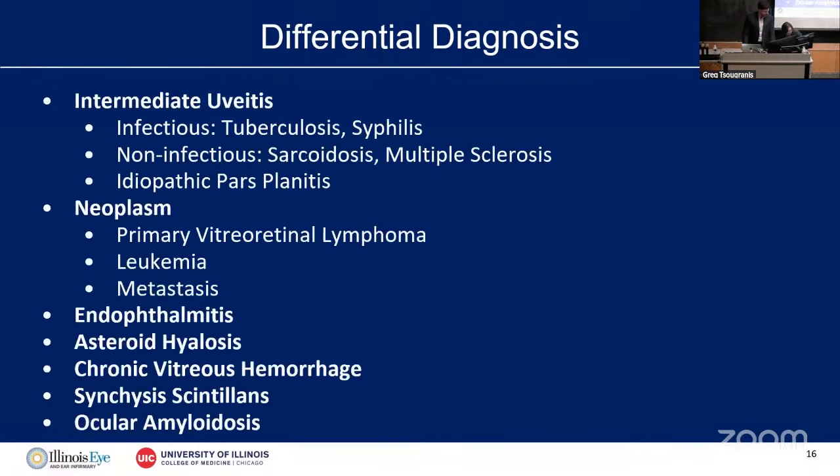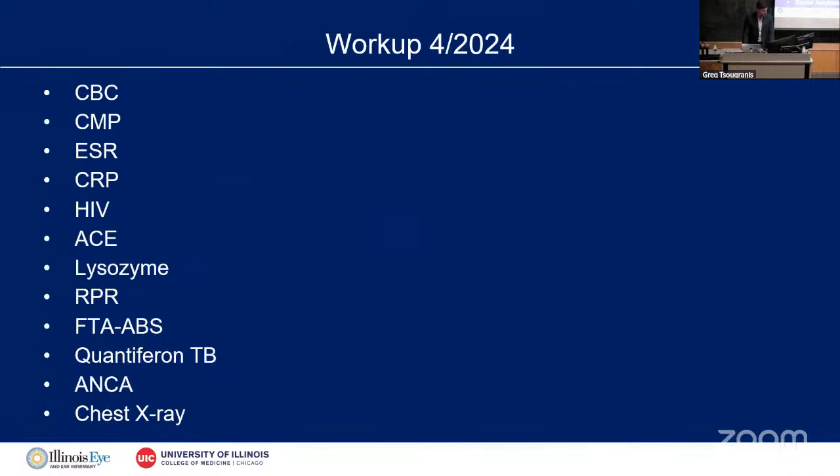And then we can also consider synchysis scintillans. This is a rare degenerative ocular condition characterized by cholesterol crystals. However, this typically would appear more like crystalline structures. Like I mentioned, it is more gravity dependent. And then we can also consider ocular amyloidosis.